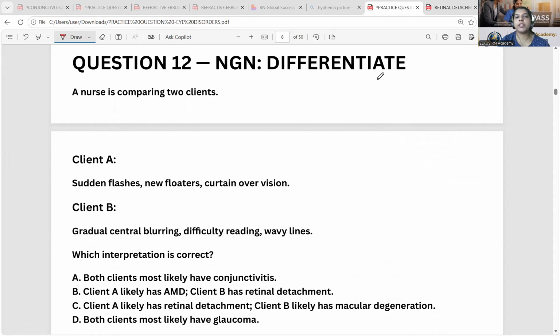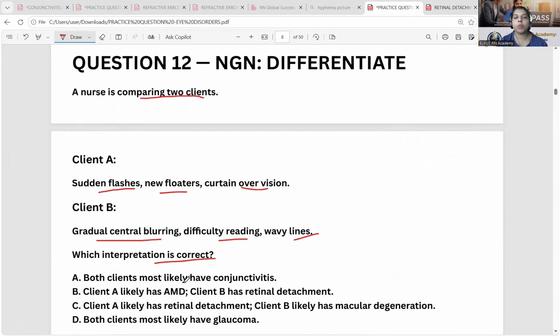See, in this question, just say we are comparing two conditions, the client with a different condition. Client A is complaining of sudden flashes of light, new floaters, and a curtain over the vision. The second client is complaining about gradual central blurring, difficulty reading, and wavy lines. Okay, so we know what conditions have such symptoms. Here, for the interpretation, we need to choose the correct interpretation.